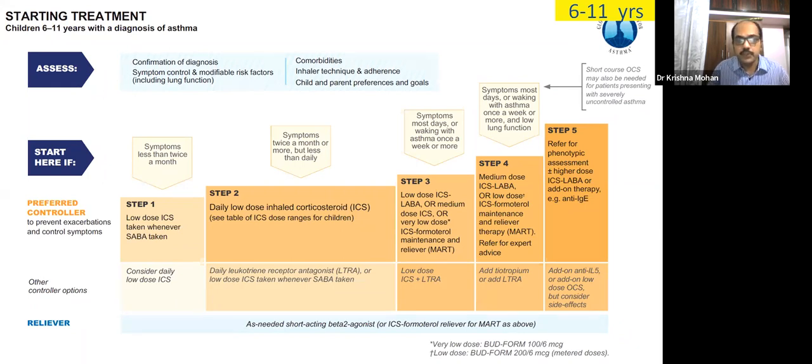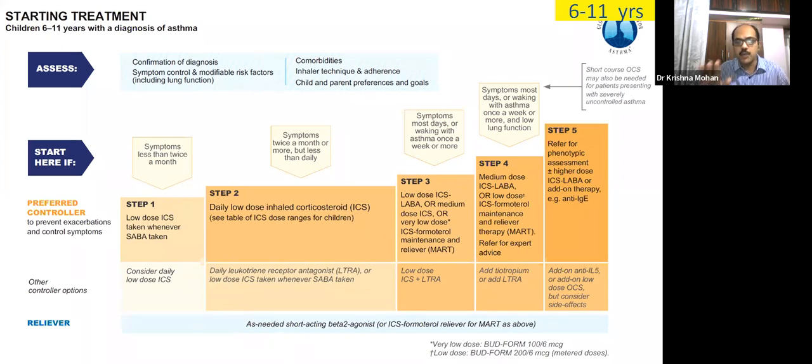From 2021 onwards, there is also a third option in step 3. You can use what is called MART. MART means maintenance and reliever therapy together. That is, using a single inhaler, you can treat both the acute exacerbations as well as provide the preventive therapy. That is what is called MART. For step 3 MART, what is advised is a very low dose ICS formoterol. So that is step 3.